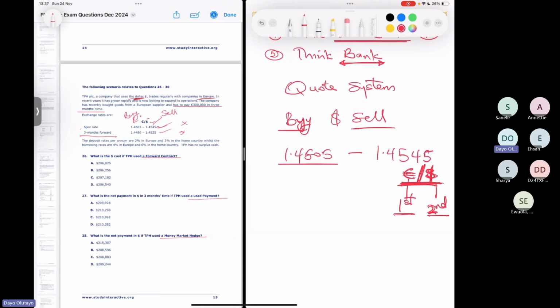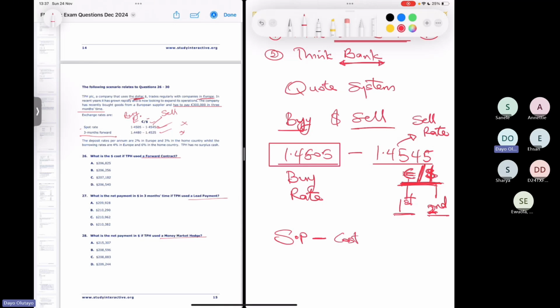Then the first number, which is the lower number, is your buy rate. And the second number is your sell rate. And you always see that your sell rate will always be higher than your buy rate, because definitely the bank wants to make money. So the selling price must always be more than the cost price, because it is what they buy that is the cost price. And the difference is what you call the spread.